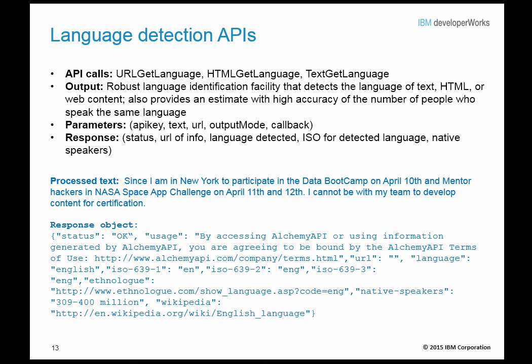Alchemy API provides three API endpoints that can detect the language of any text, HTML, or web-based content. Alchemy API identifies 95+ languages at a high rate of accuracy. It also estimates the number of people who speak the same language. Extracted metadata may be returned in XML, JSON, and RDF formats.